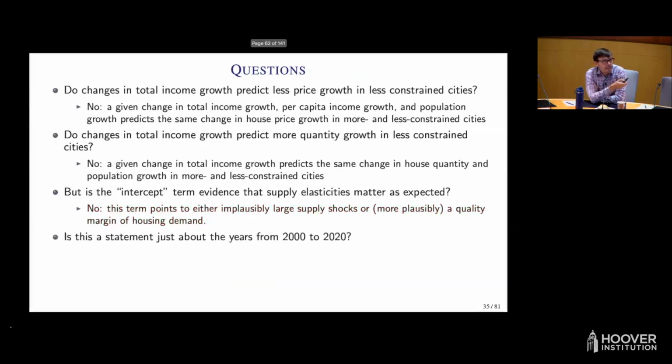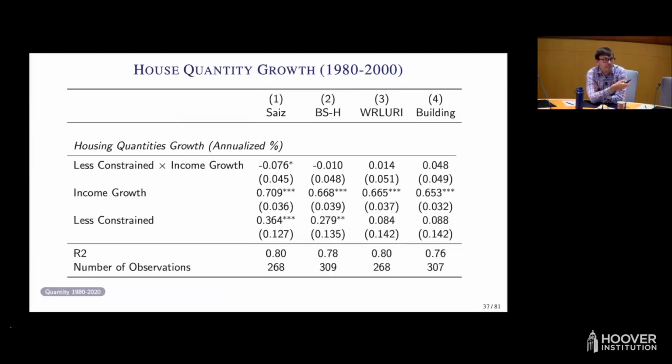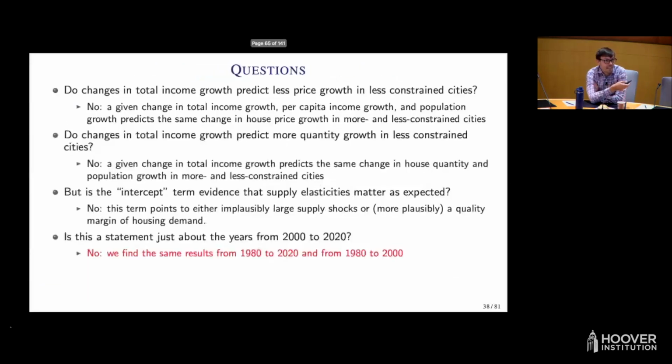We can go back to 1980 to 2000. There, if anything, what you'll find is that the less constrained areas see higher house price growth in response to income growth, so it goes the wrong way. Income growth also goes the wrong way. Income growth predicts less quantity growth in the less constrained areas. So you can extend that and you'll find the same picture.